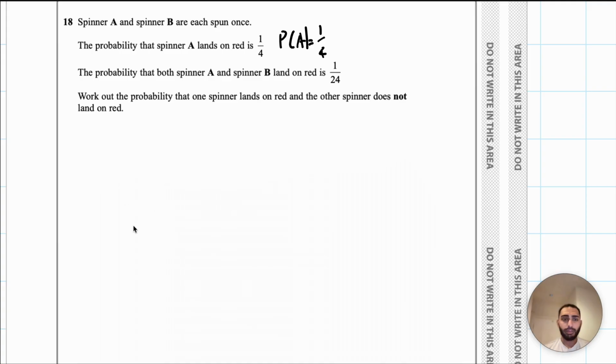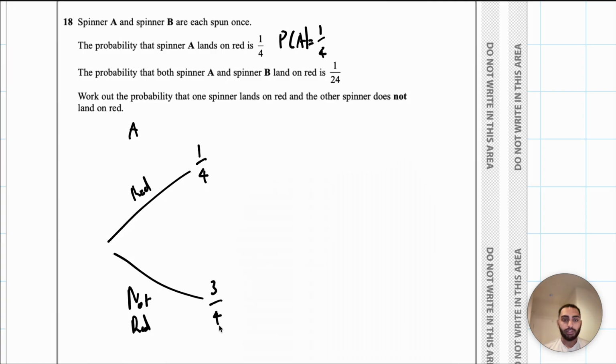To do this, I think to make it a little bit easier, it's probably better to draw it as a probability tree. Let's do the probability of spinner A. So this is all of spinner A, the options. So I've got red, and it could have not red. And we know the probability of red would be 1/4. So that means the probability of not red, because both of these will add up to make 1, would be 3/4. Then we're going to do spinner B. Same again, we've got red and not red.